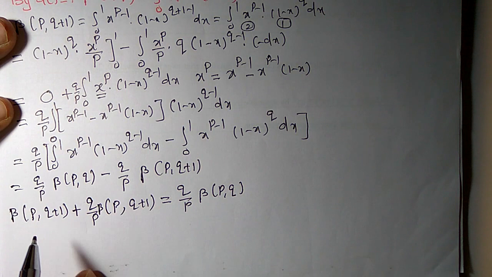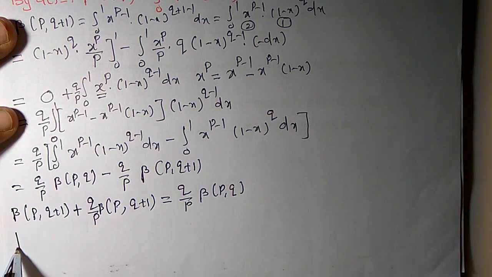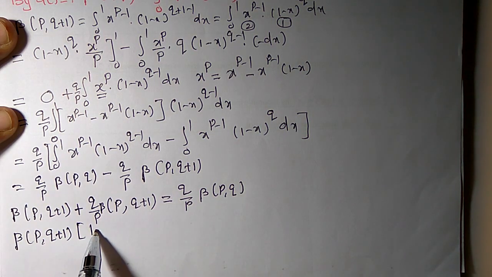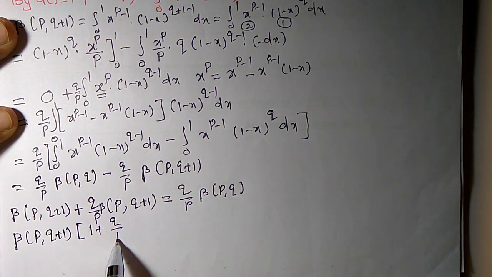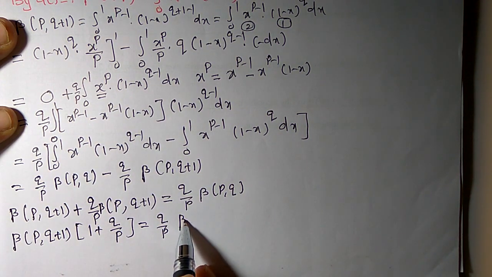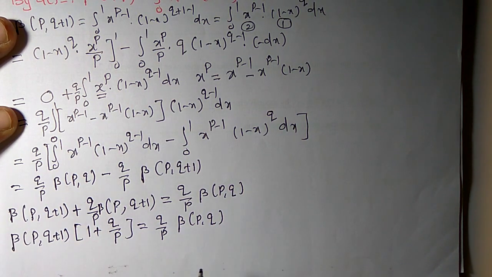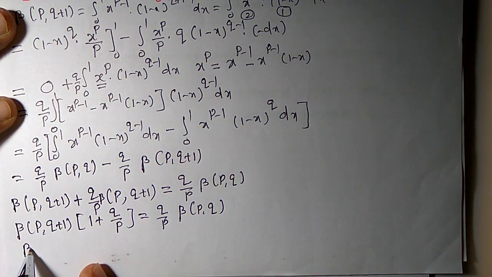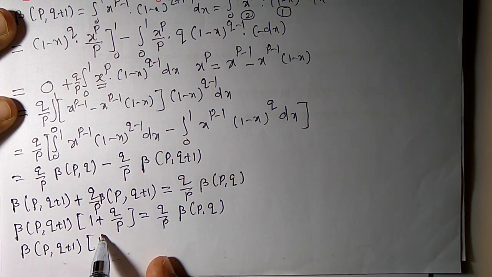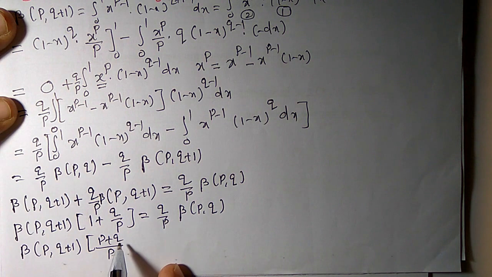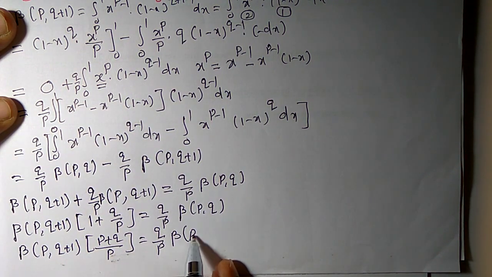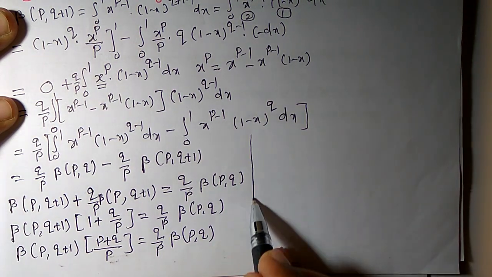Is it clear? Right? So observe these two terms. What is the common thing? Beta of p comma q plus 1 is common. The remaining thing is 1 plus q by p is equal to q by p times of beta of p comma q. Is it clear? Take the LCM. Beta of p comma q plus 1 times of p plus q divided by p is equal to the right hand side as it is, beta of p comma q.